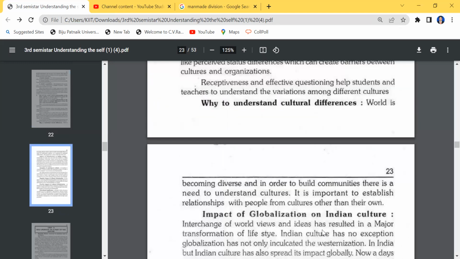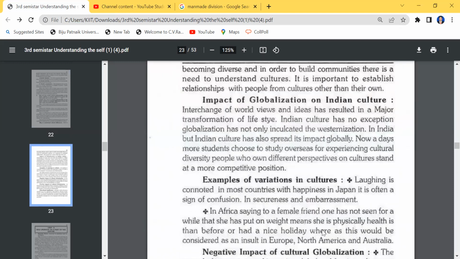Why do we need to understand cultural differences? The world is becoming diverse, and in order to build communities, there is a need to understand cultures. It is important to establish relationships with people from cultures other than our own. Impact of globalization on culture: the interchange of worldviews and ideas has resulted in a major transformation of life. Indian culture has new expressions. Globalization has not only integrated India, but Indian culture has also spread its impact globally. Nowadays, more students choose to study overseas to expand their cultural diversity, and people who own their perspectives and cultures stand in more competitive positions.